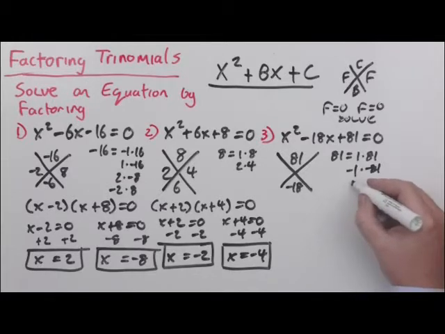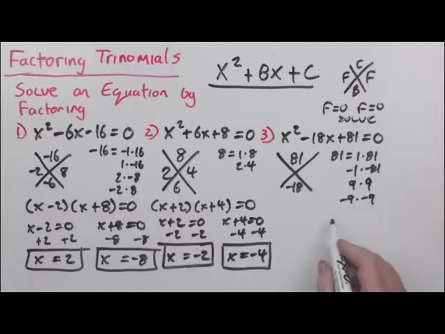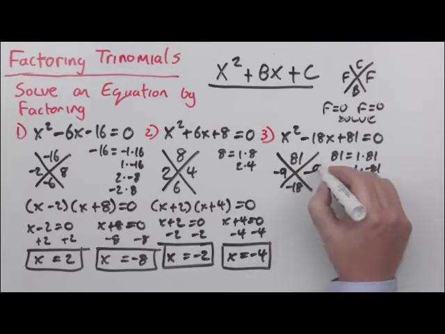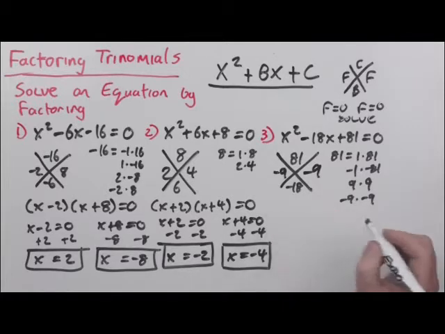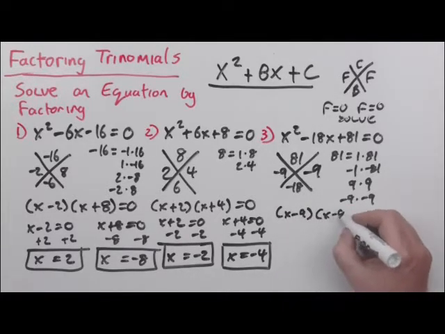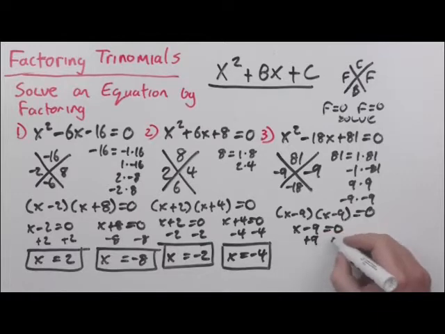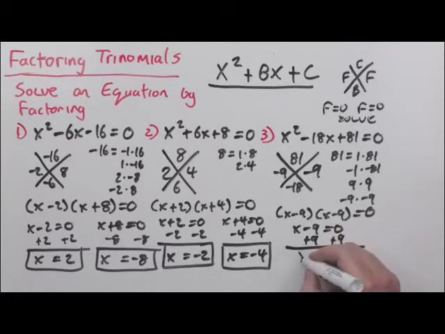So let's think about this. It would be 9 times 9. That's positive 18. So negative 9 times negative 9 multiplies to positive 81 and adds to negative 18. So let's write down these factors. X minus 9, x minus 9 squared equals 0. Well, since they're the same, I only need to solve for one of them. Add 9 to both sides, and x equals 9.